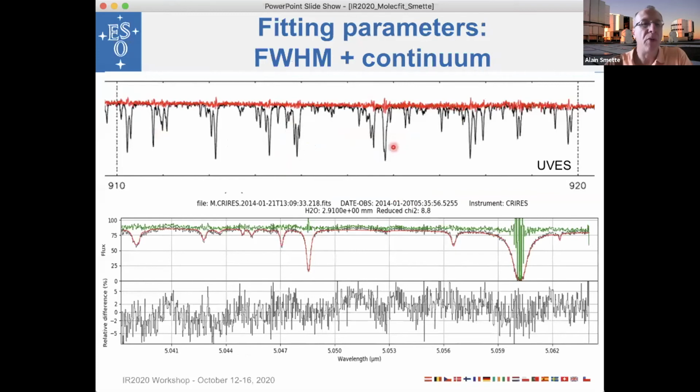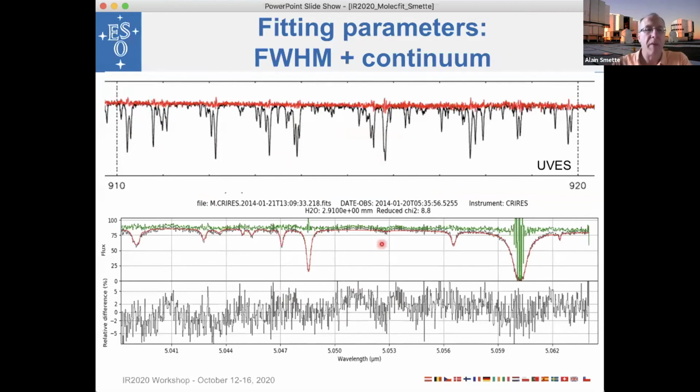This is a spectrum of UVES. You can see in black all these lines, which are actually water vapor lines. Using just the full fit of one line and the information provided by the radiometer, we can get this corrected spectrum. We can repeat this in the thermal infrared.